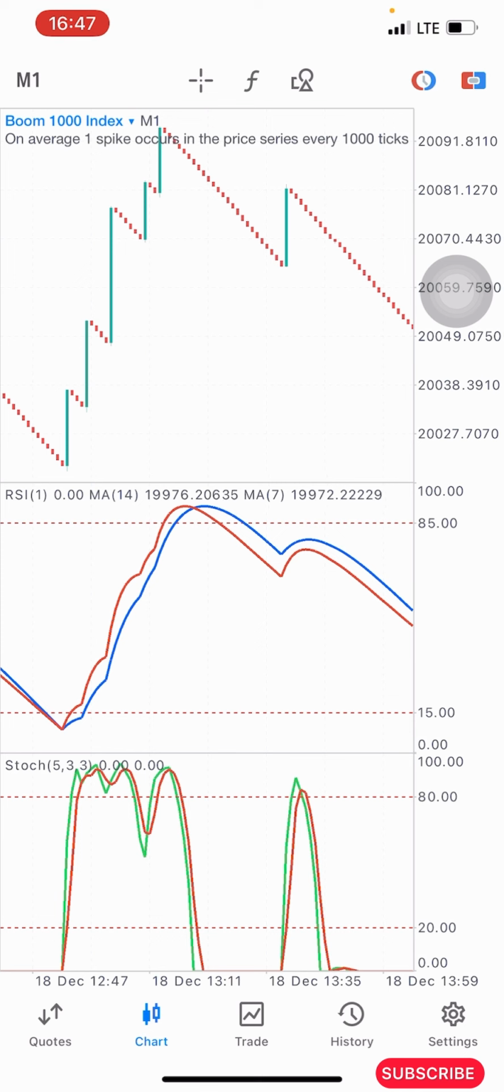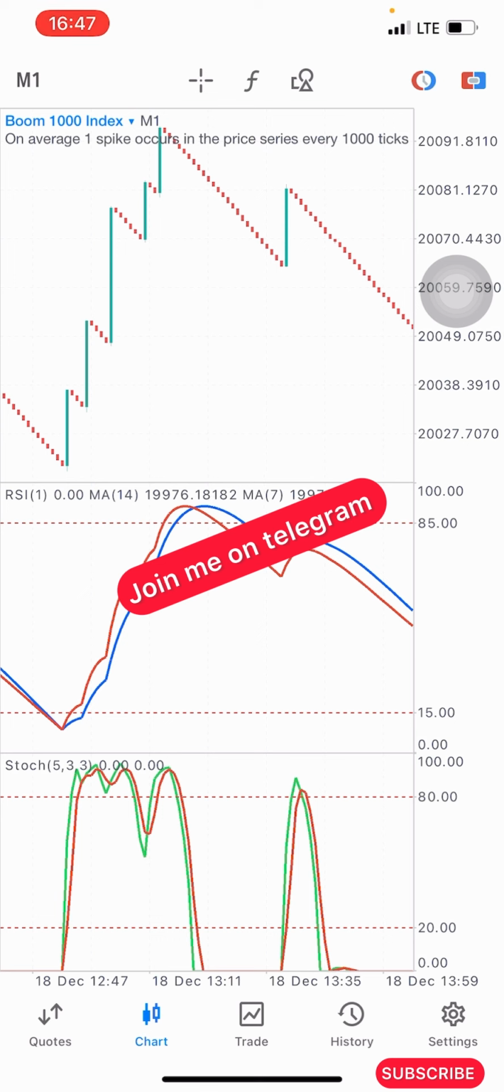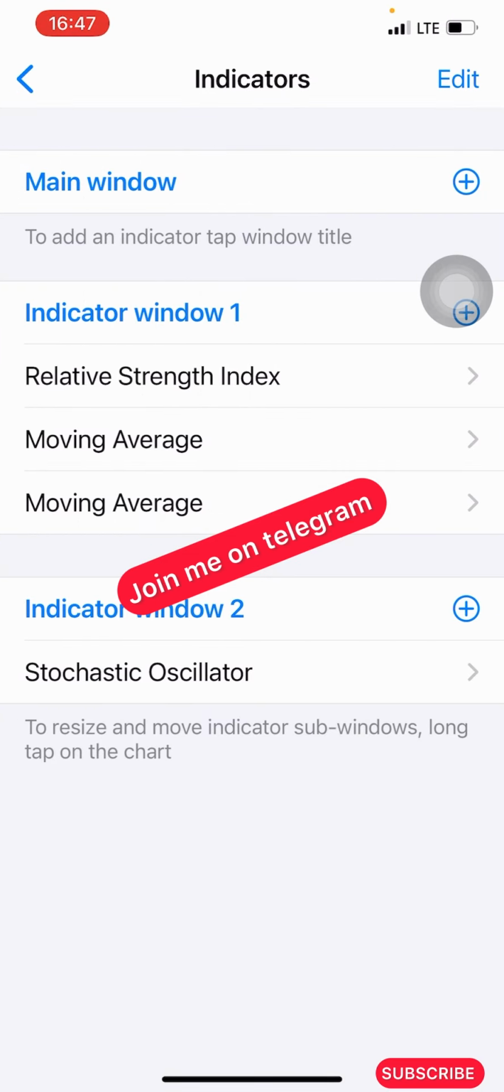So I'm going to quickly share with you guys the indicator setup for this strategy, and then after that I'll be explaining how the strategy works. The first thing we have to do here is to click on this F icon. After clicking on that, we are going to add our first indicator, which is the relative strength index.